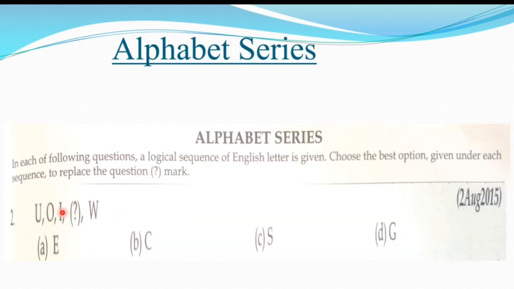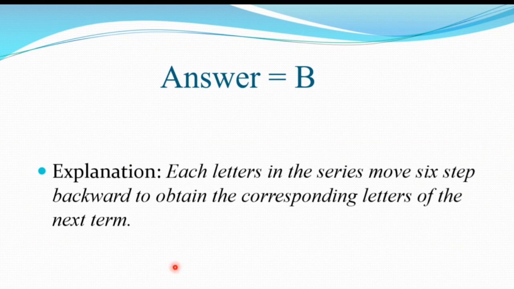Next question we have U, O, I, question mark, and W. What will be the answer for this? Anyone? Please comment in the comment section. Okay, the correct answer is B. Each letter in the series moves 6 steps backward to obtain the corresponding letters of the next term.